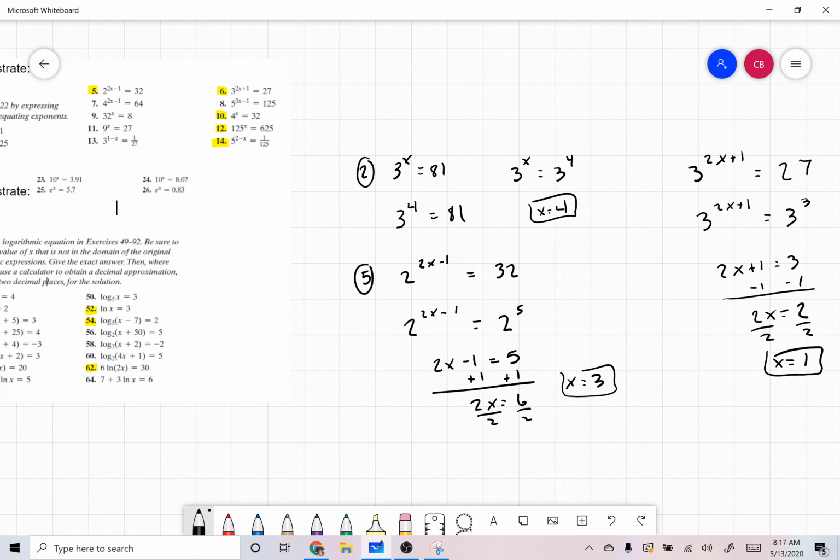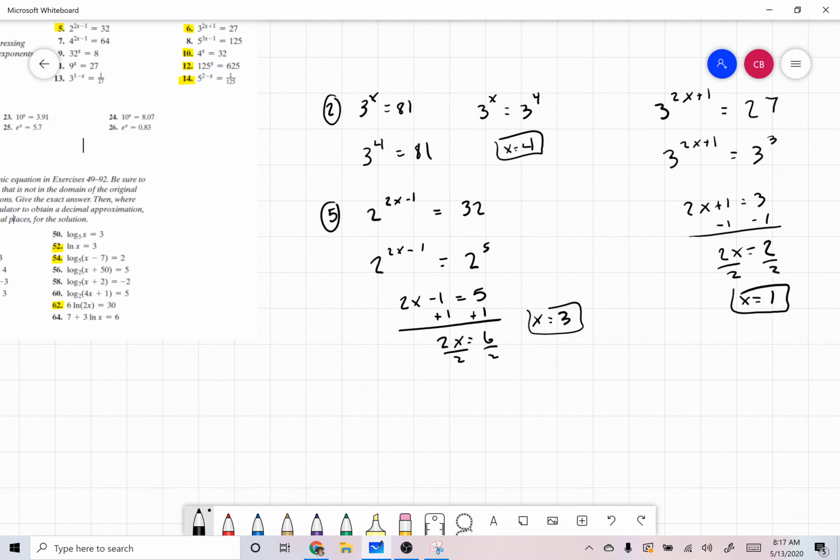Now in this case, we don't have to check these solutions because the domain of exponential functions is defined among all real numbers. And so we don't have to worry about any of these being incorrect. Let's keep going. Let's do 10, for instance. We have 4 to the x is equal to 32.